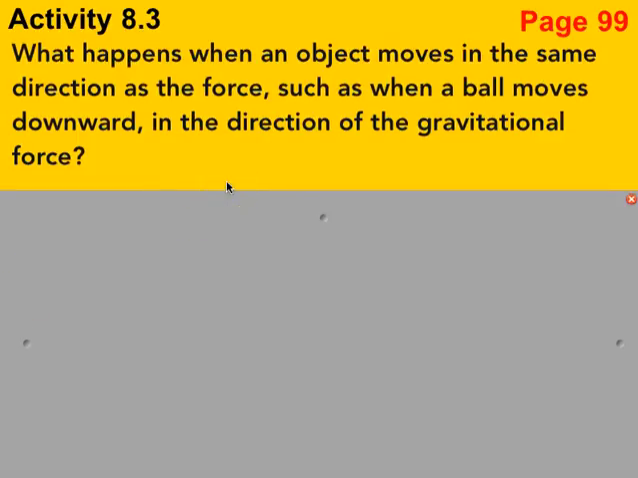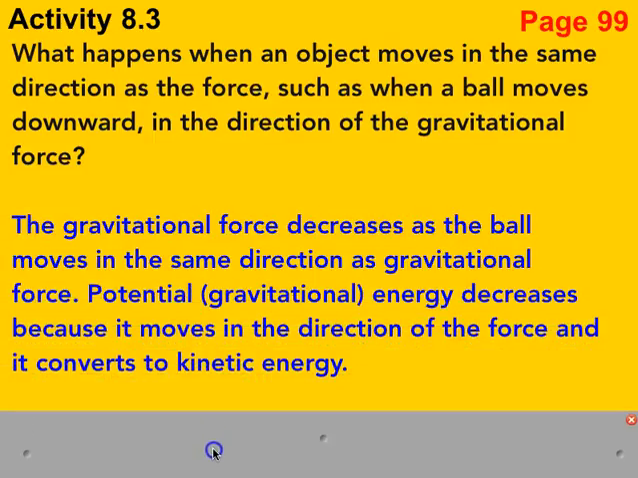So what happens when an object moves in the same direction as the force, such as when a ball moves downward in the direction of the force? We know that the gravitational energy decreases as the ball moves in the same direction. If I drop the ball up high, as it gets closer and closer to the Earth, the gravitational energy decreases and decreases, because it's all been transformed into kinetic energy. Correct? Do you remember learning that?